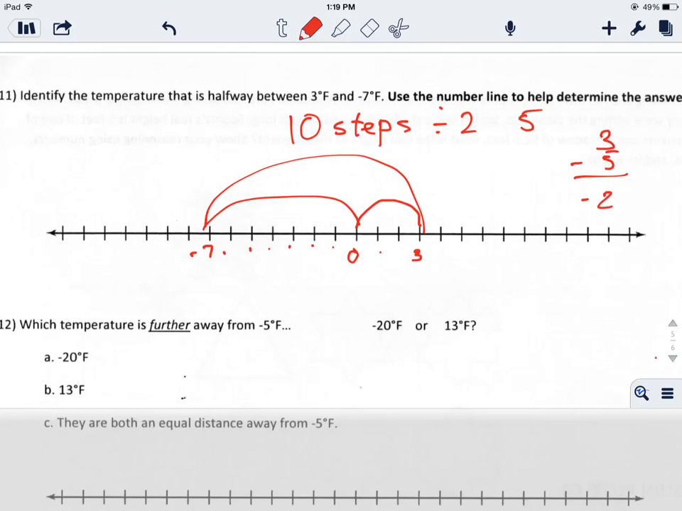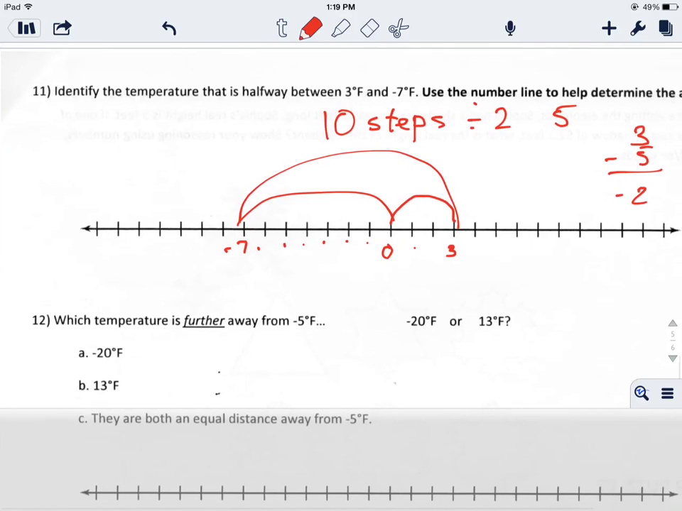Or you could do negative 7, right? Because we did subtraction. We started here at 3, and we subtracted 5. Or we could start here at 7, and we want to go towards the middle. We would have to add 5, right? So -7 plus 5 is going to turn out to be also -2. So it turns out that -2 is right in the middle, right?